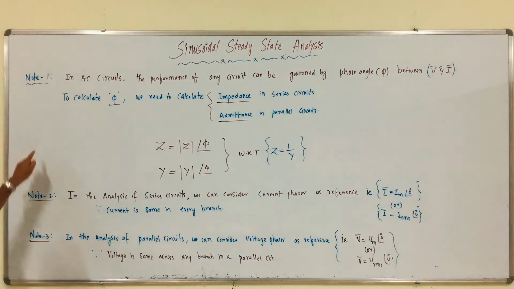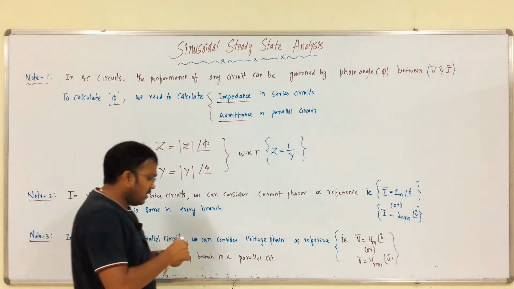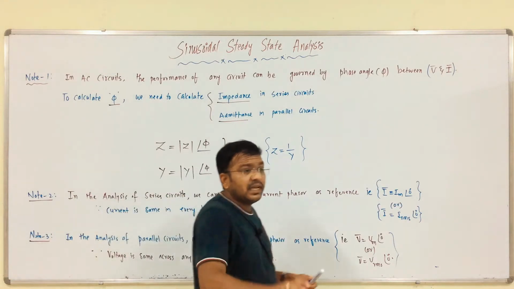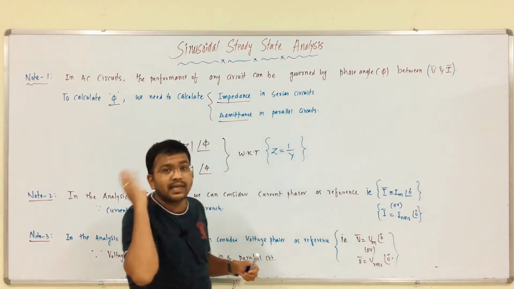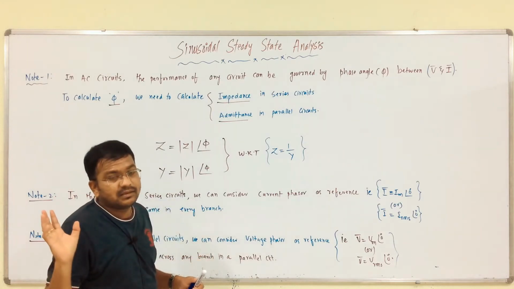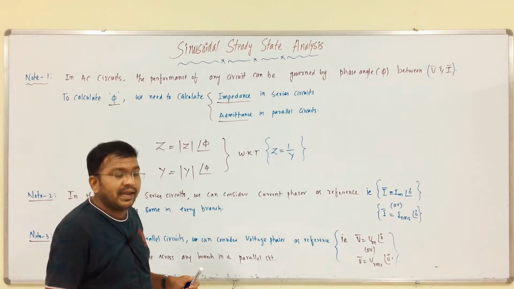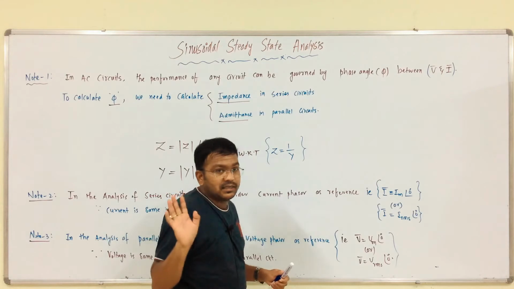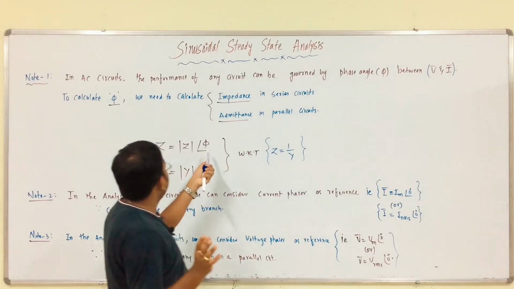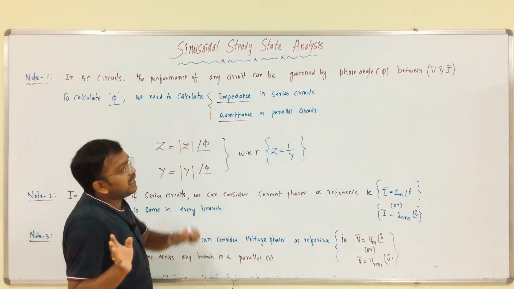This is the first note point, second one, third one. What is the first note point? So, in order to know the performance of any circuit, first we have to calculate the impedance as well as admittance. Depends upon the circuit, we can calculate impedance or admittance. Means they can give the phase angle between voltage and current.